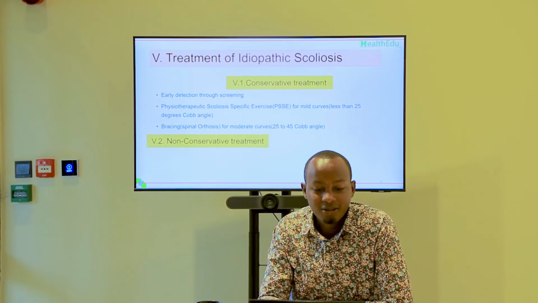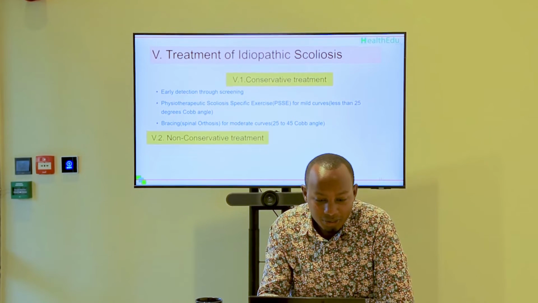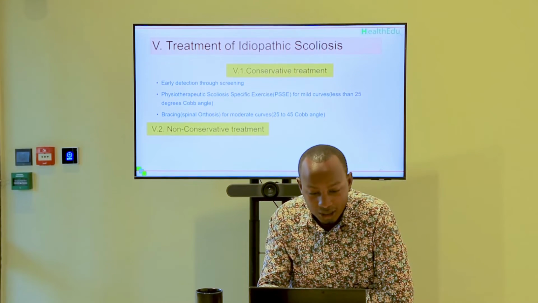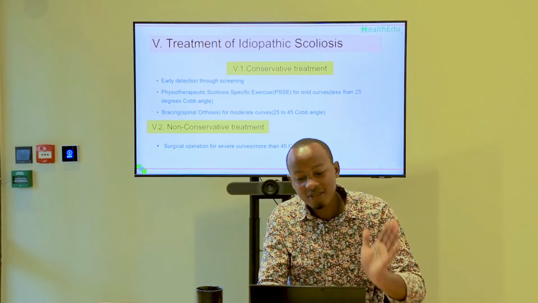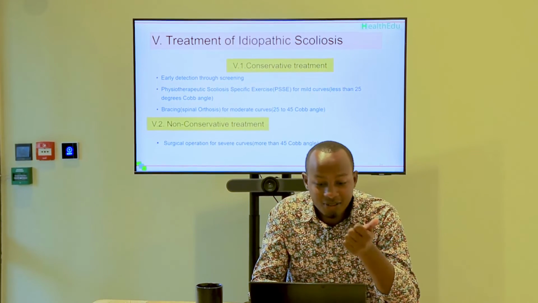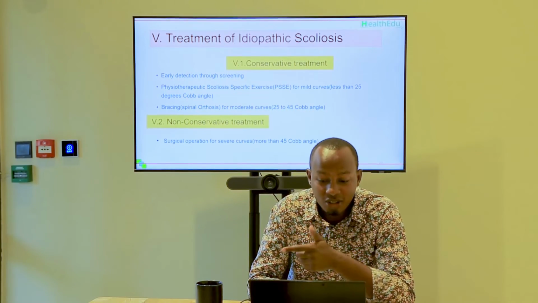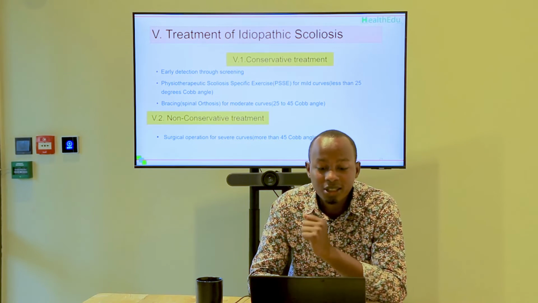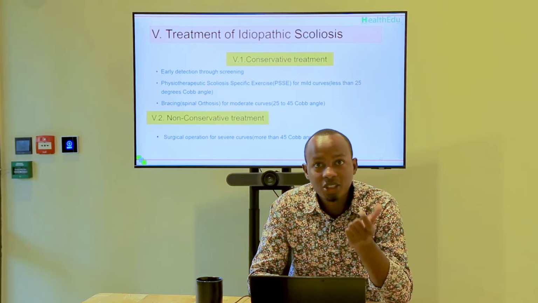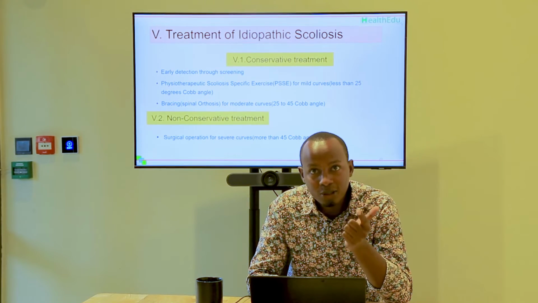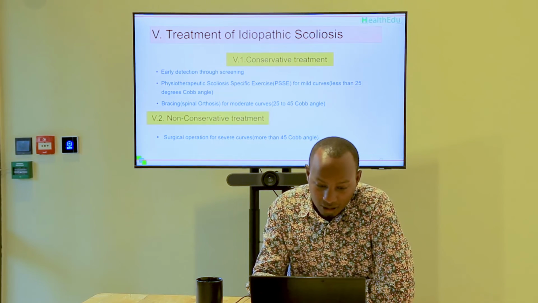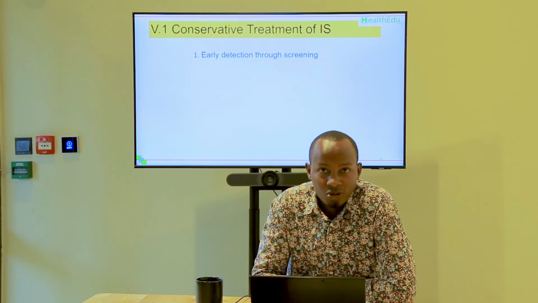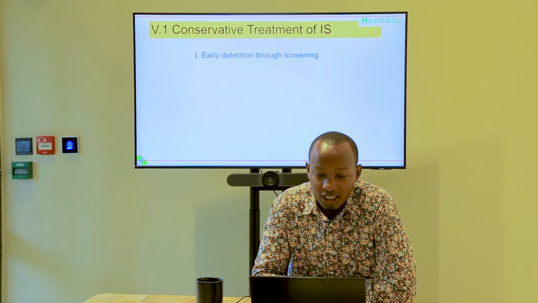And in case there is non-conservative treatment, it's when a 45 degree curve angle is required. So if the patient is having a severe curve, which means more than 45 degrees of curve angle, surgical operation is the only solution when the patient hasn't reached the full maturity of the skeleton. So today we are focusing on conservative treatment, as the topic said.